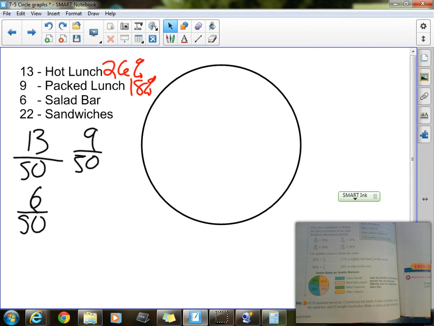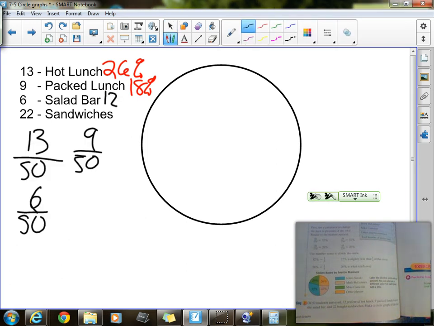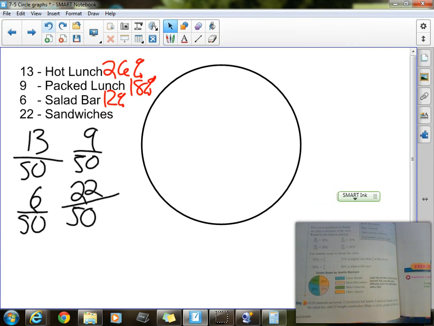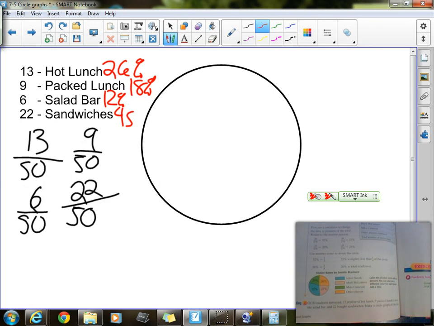Once again, I'm using my 50 as my denominator. Pull up my calculator. So 6 divided by 50 is going to equal 12%. So that's 12%. And then finally, my sandwich is going to be 22 over 50. 22 over 50, once again, pull up my calculator. 22 divided by 50 is going to equal 44%. So in this case, it's 44%. Now I'm simply going to use this to go ahead and make my circle graph.